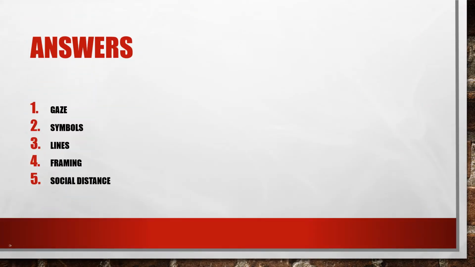Let's check if you've got the correct answer. The answer for number 1 is gaze, number 2 symbols, number 3 lines, number 4 framing, and number 5 social distance. If you've got a perfect score, then congratulations. You have a sharp memory.